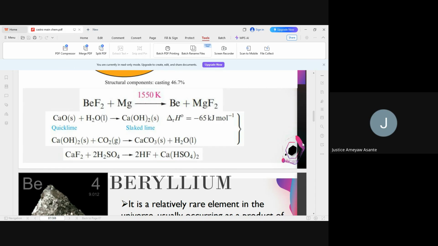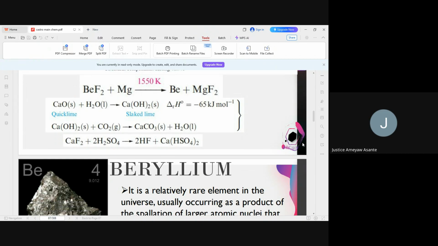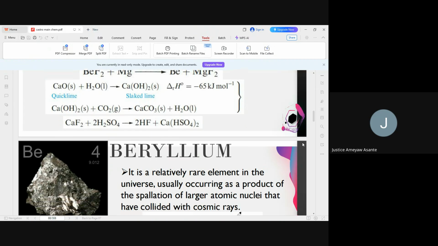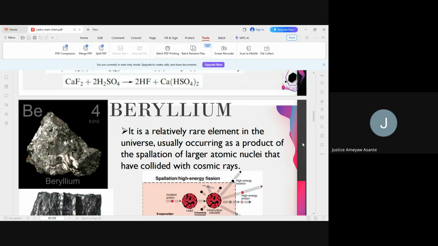If you want to extract beryllium, then you go for beryllium fluoride. You will react it with magnesium. Magnesium removes fluoride because it is more reactive than beryllium, so that you get your beryllium and form your magnesium fluoride. If you want to also get calcium, you also go by this. So let us see about the beryllium.